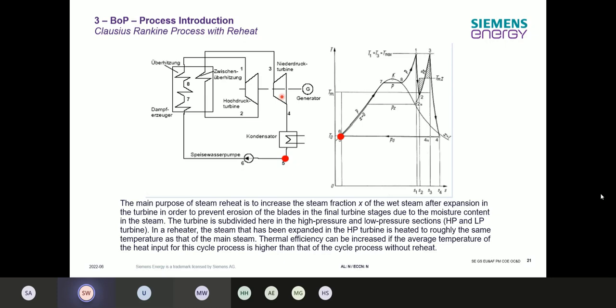So on the lower part here, we are at the condenser. So the condenser is our first point.